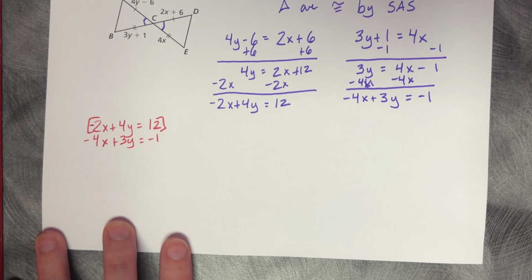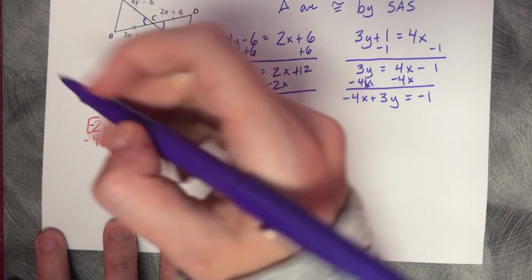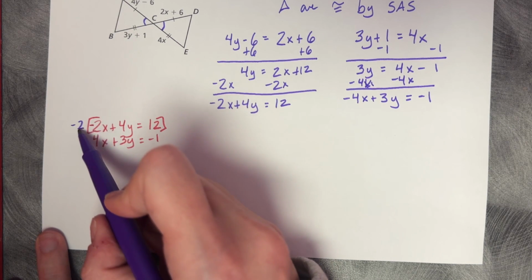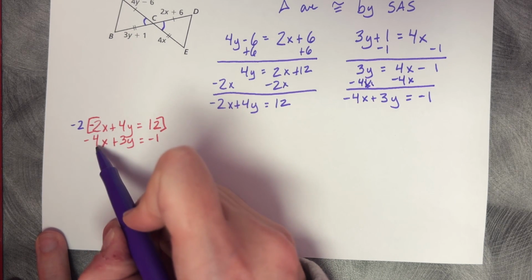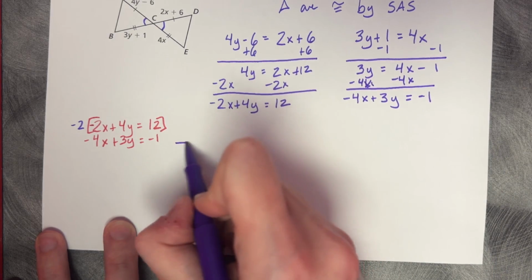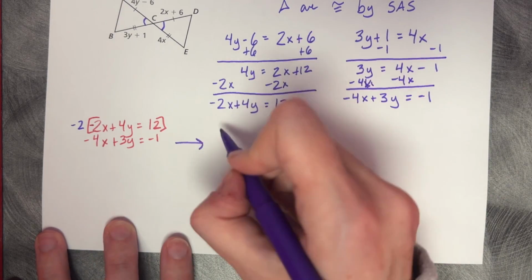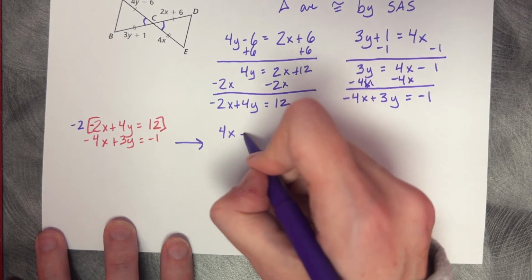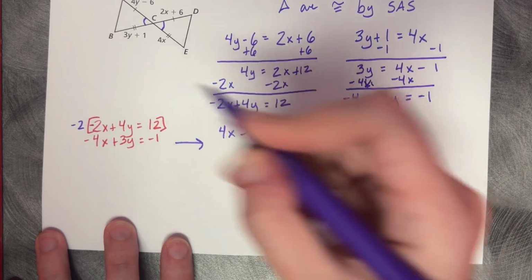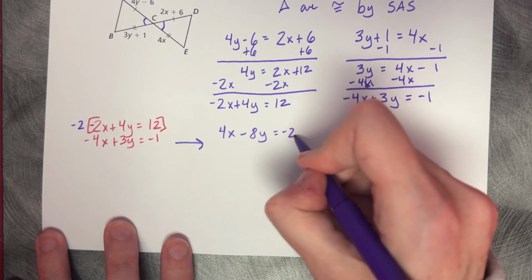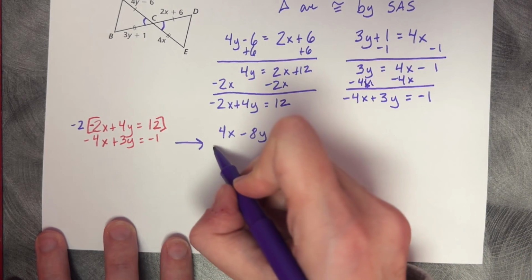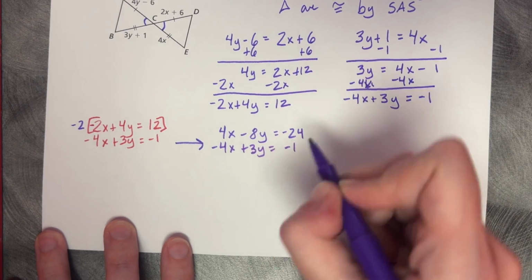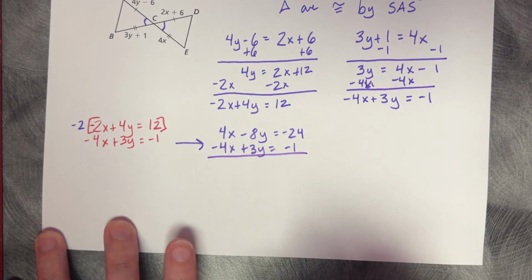So now if I want to make those become a zero pair, I can multiply this equation by a negative 2 in order to get negative 2 times a negative 2 to become a positive 4 to cancel this. So I'm going to come over here. Negative 2 times negative 2 is a positive 4x. Negative 2 times 4y is negative 8y's. And negative 2 times 12 is negative 24. The bottom equation stayed the same, so negative 4x plus 3y equals negative 1. And now we're ready to eliminate.